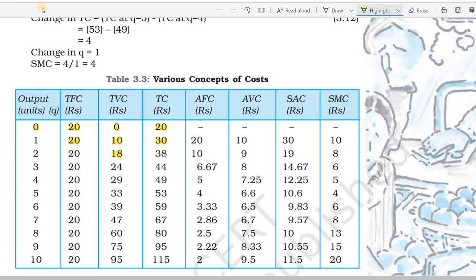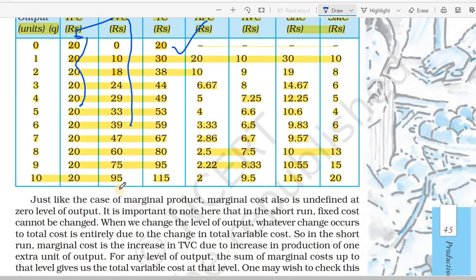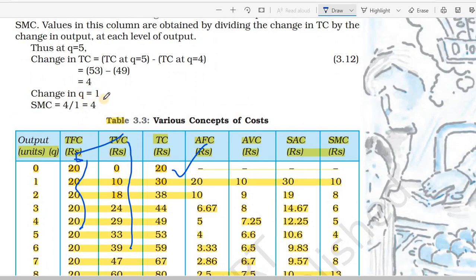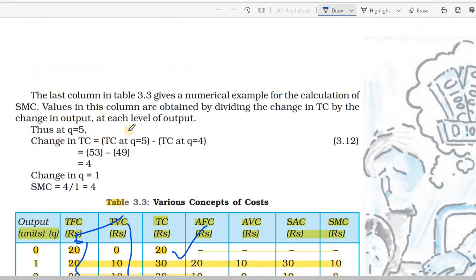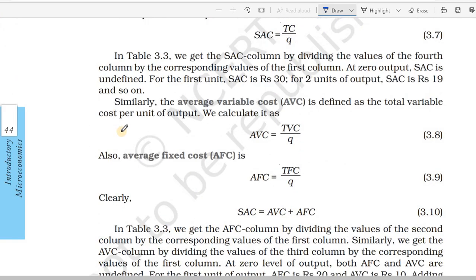Then we can understand that whenever total fixed cost or total variable cost is increasing, that time total cost also will increase. These are related. Whenever total variable cost or total fixed cost is increasing, total cost also will increase. This is the short run cost.